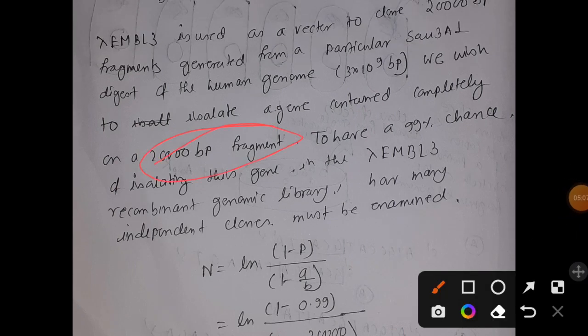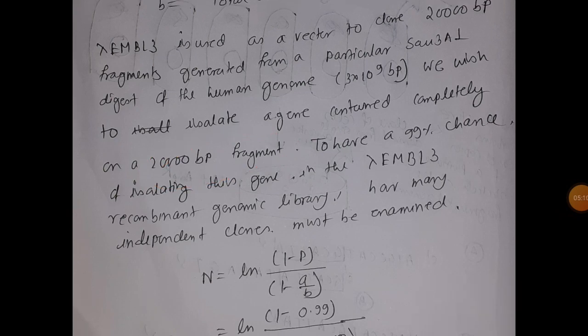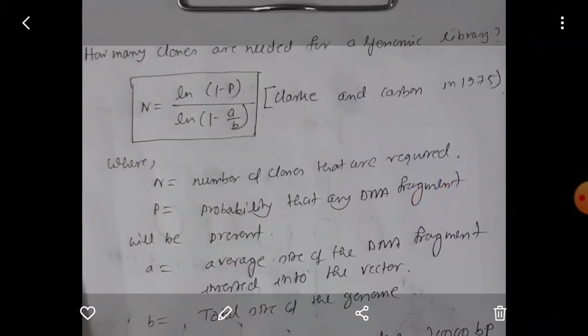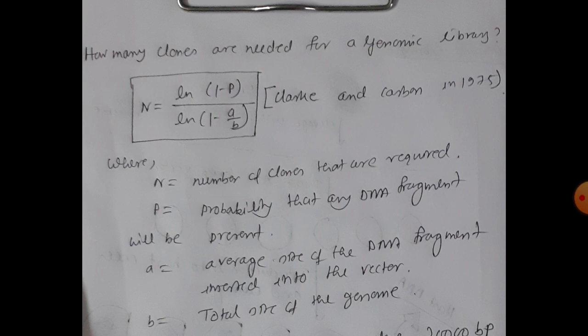Okay, so that is how the Clarke and Carbon principle works, and how easy it is to solve any kind of mathematical question coming from genomic DNA library.